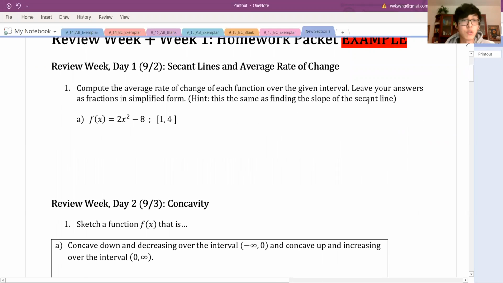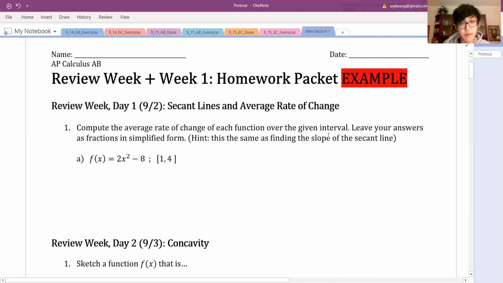So this first problem says compute the average rate of change of each function over the given interval. Leave your answers as fractions in a simplified form. Cool. So the first thing that we remember is that average rate of change, AROC, is equal to the slope of the secant line. Remember, the secant line is, let's say we have some function that looks like a parabola, right? A secant line literally just connects the function at 2 points. So it'd be there, and then the slope of this tells us the average rate of change between those 2 points, which makes sense. It just connects them and tells us on average, the function goes from here to here in the slope.